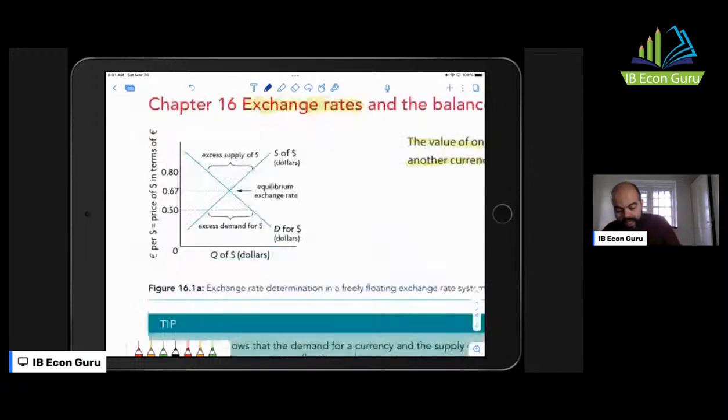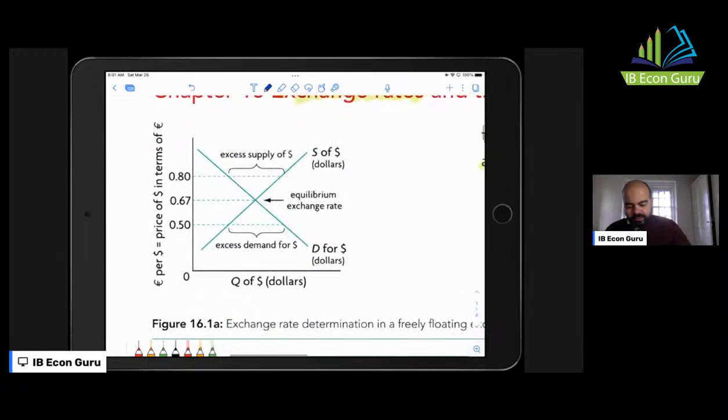So how do you put that on a diagram? Here you've got the price of the dollar in terms of euro, which is basically the euro per dollar. Then you've got the demand for the dollar and the supply of the US dollar, and here the quantity of the dollars. Let's just first dissect or analyze what that means.